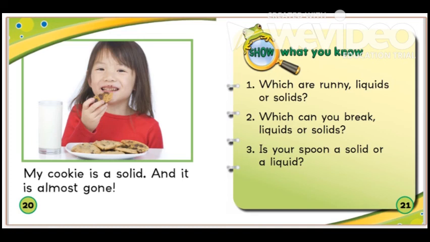Number 2, which can you break, liquids or solids? Which can you break? If you said solids, you are correct. You can break a solid. Remember the cookie? A cookie is a solid and you can break it in half. Number 3, is your spoon a solid or a liquid? Think about a spoon. Is it a solid or a liquid? Correct. A spoon is a solid because it is not runny.